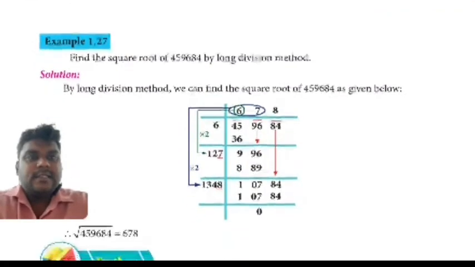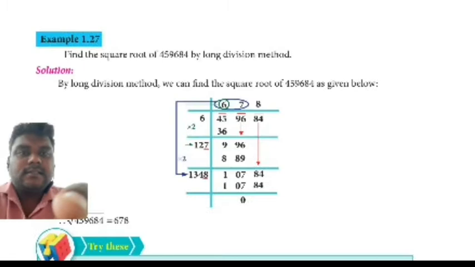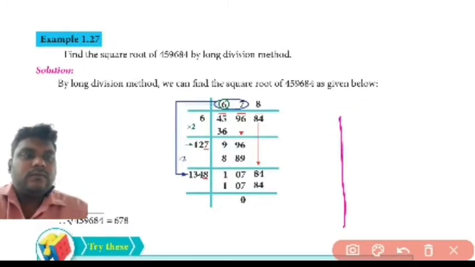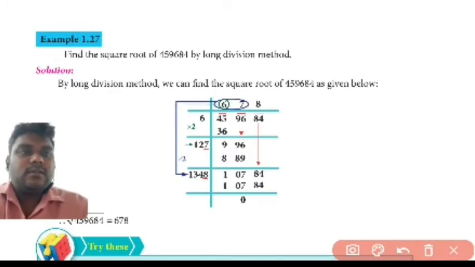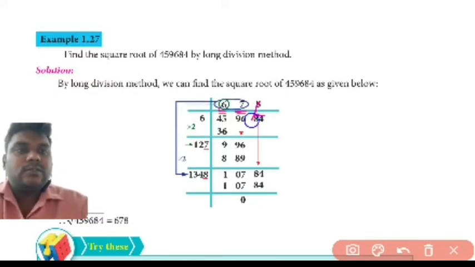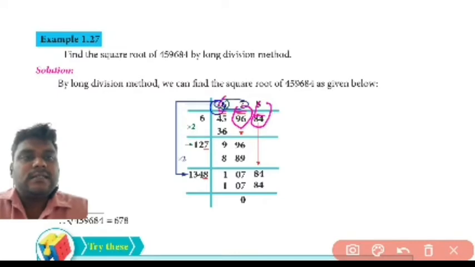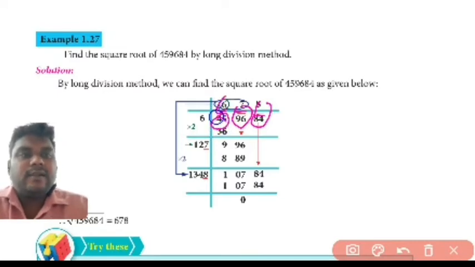In last class we saw example 1.27. I repeat this one more time. If you want to find the square root of a number, we take periods. It means two digits from right to left. These two digits are called periods. Based on these, first we take 45. The nearest square number is 6, 36, remaining 9.